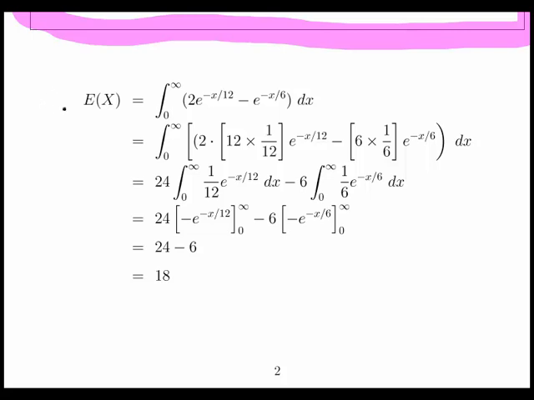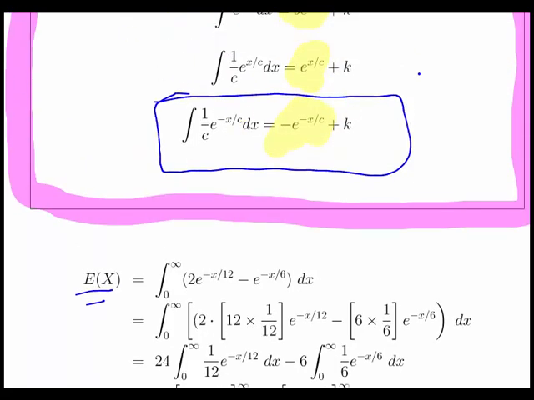Anyway, the expected value of X is the integral from 0 to infinity of 2 times e to the minus x over 12 minus e to the minus x over 6. Now you see what I'm going to do here. I'm going to set this up in terms of this last expression here. So I have 1 over c as the coefficient, and minus x over c is the power of the exponential. What I'm going to do is reorganize the coefficients such that they fit that form.